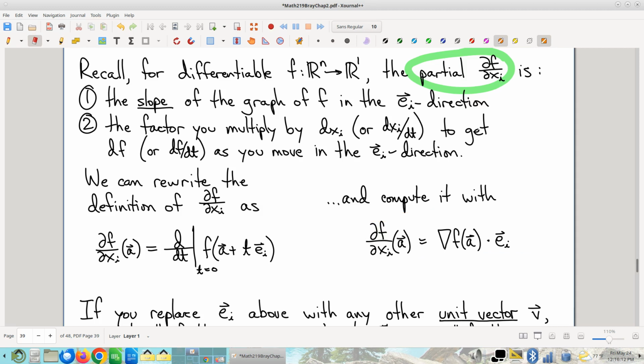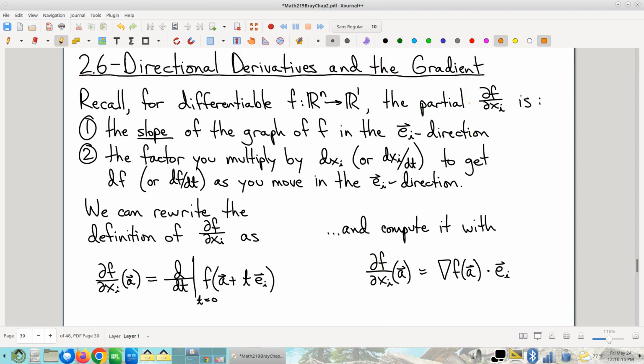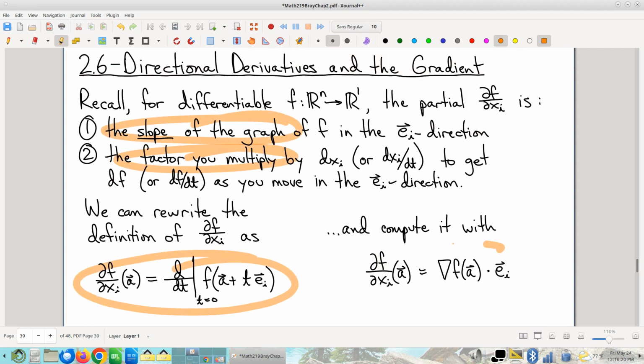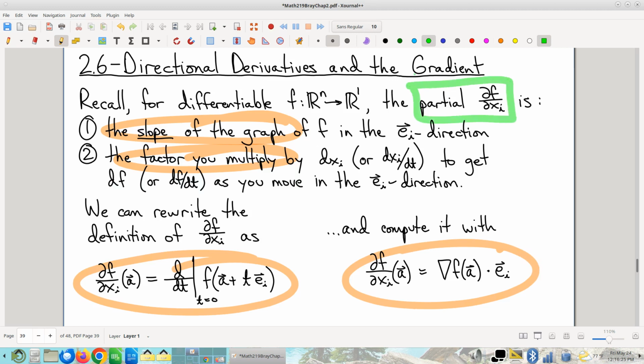So what we're going to do next time is take these four facts: slope of the graph, multiplicative factor, this formula. These apply when you're talking about a partial derivative, and we're going to ask and answer, can we come up with an analogous idea where instead of moving along an axis, what if I'm moving in some random direction? What if not all the variables are constant except for one? In other words, how can I generalize the idea of a partial derivative? And that's where we'll pick up next time.